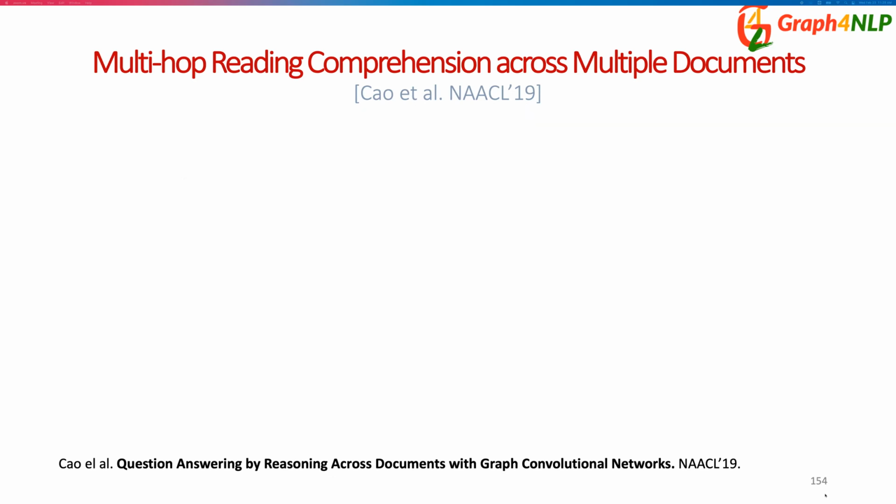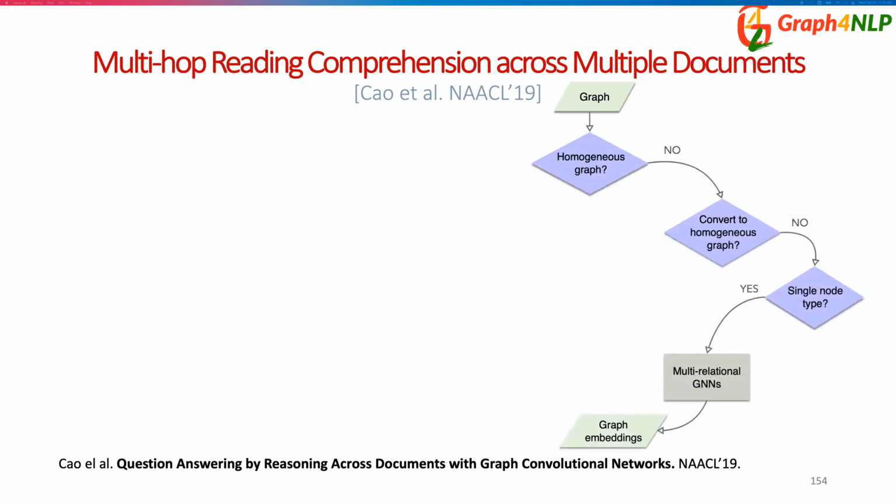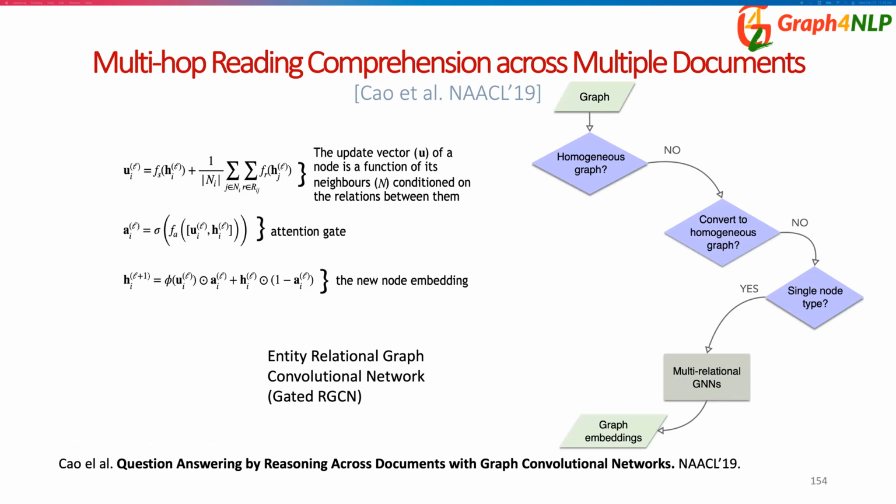Once we construct the graph, the graph representation for each node is learned via an entity relational graph convolutional network, using a gated version of relational GCN. You can see the formula here on how to update the vector for each node, what the attention gate used is, and how the new node embedding is calculated.